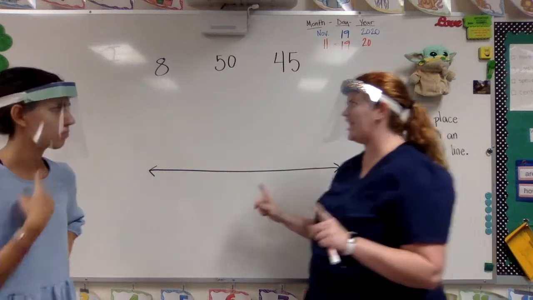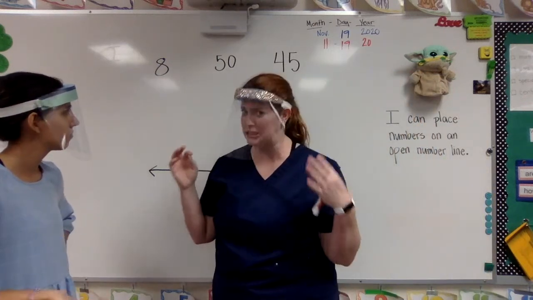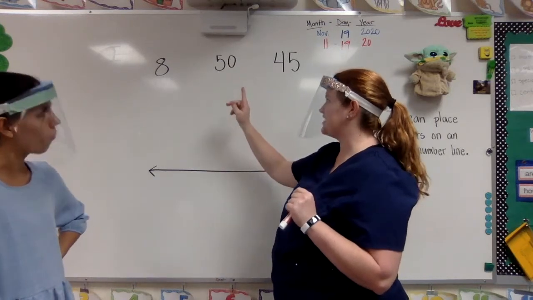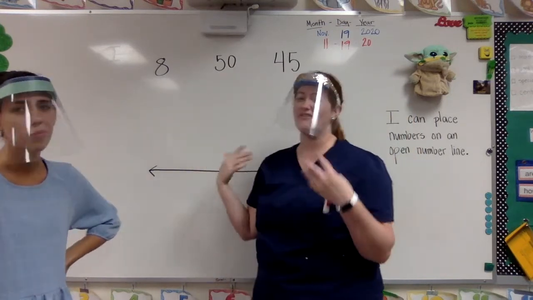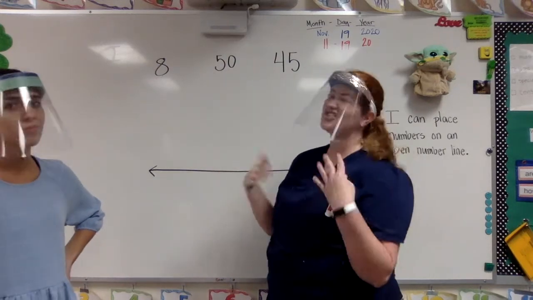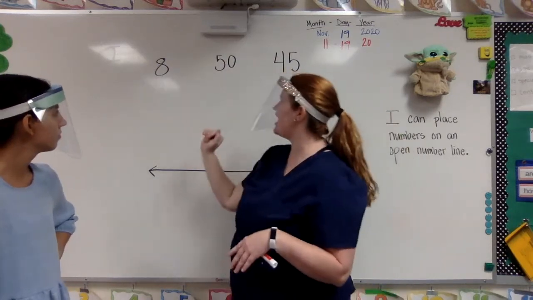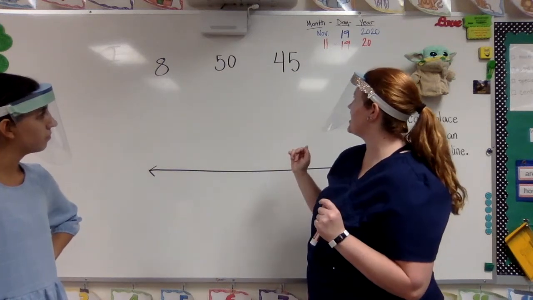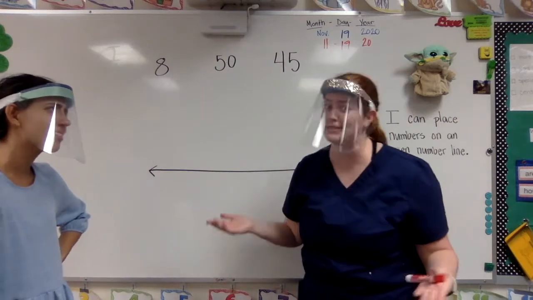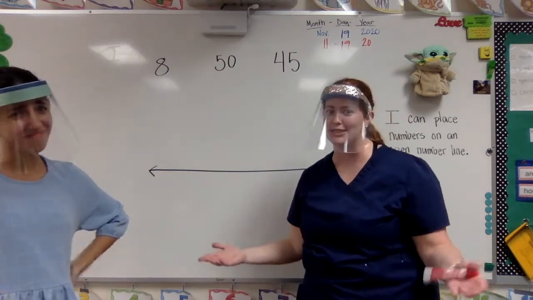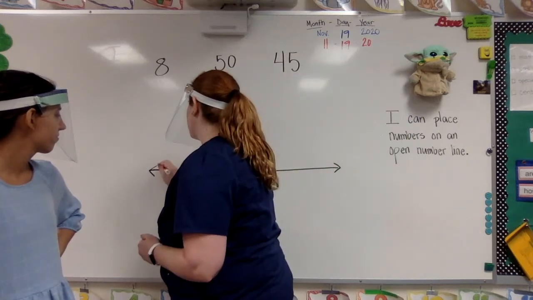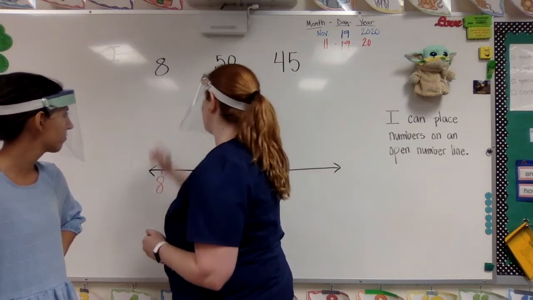Well, first of all, 8 has 0 tens. 50 has 5 tens. Even though 8 is bigger than 5, I have to remember this number is 50, not just 5. So I have 0 tens, 5 tens, and 4 tens. Well, Miss Lustico, 0 tens would be the smallest number, the least number. So my 8 is going to come right down here at the end.